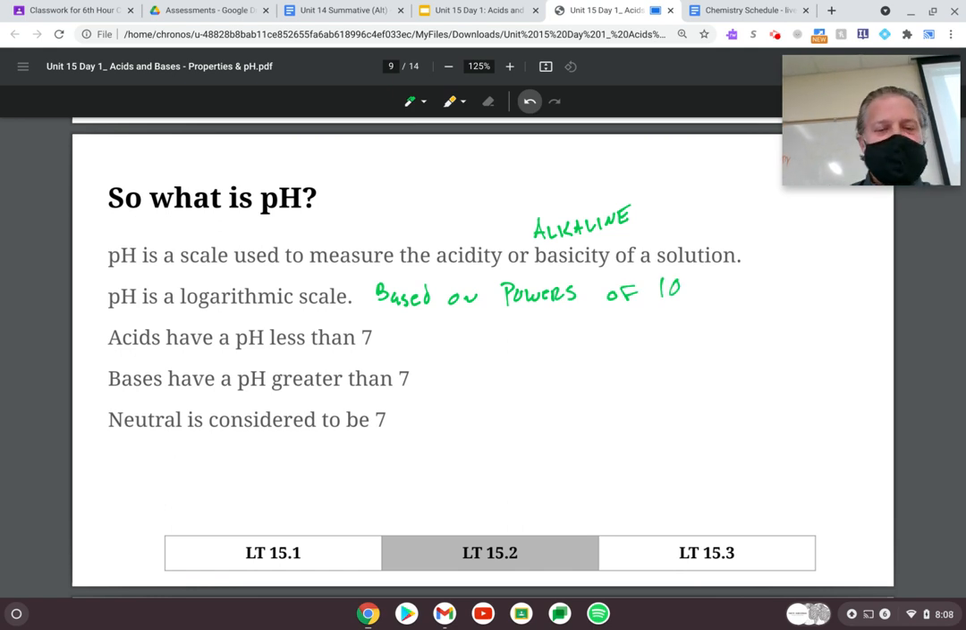Acids have a pH less than 7, bases have a pH greater than 7, and anything neutral is considered to have a pH of 7 itself. Another thing we want to think about is that acids have a lot of H3O plus, and Arrhenius bases tend to have a lot of OH minus.